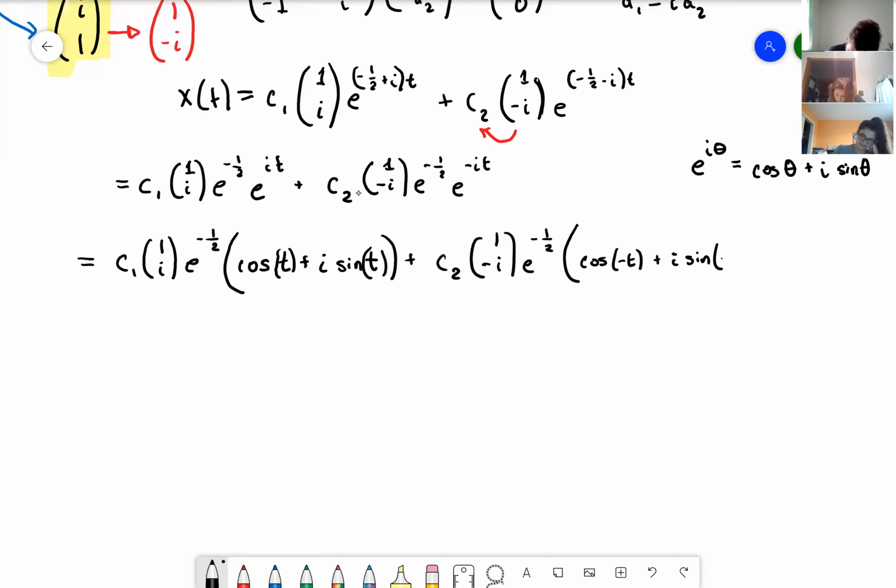So this should be minus t. And then, what can we do here? By the way, the book doesn't include this.